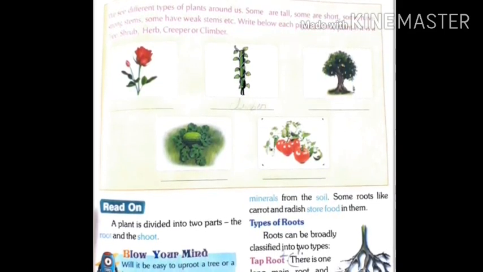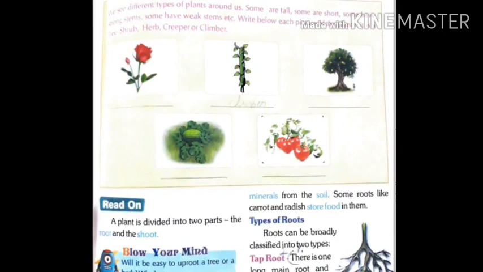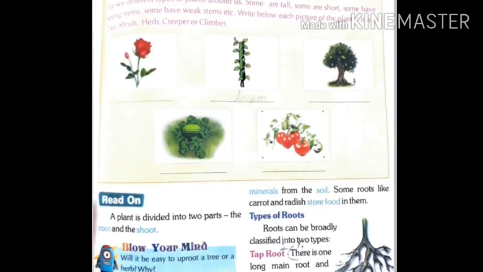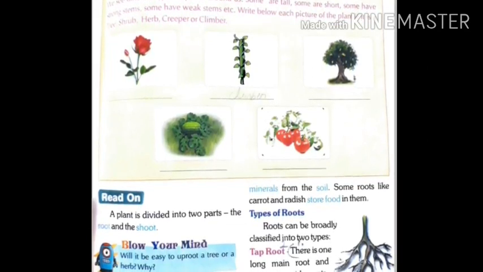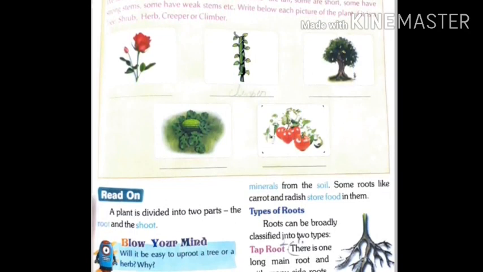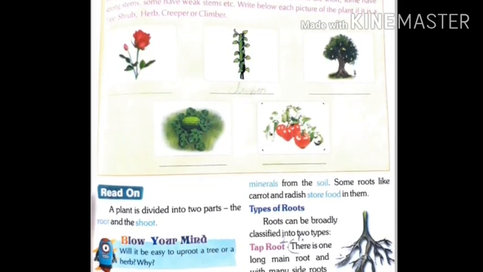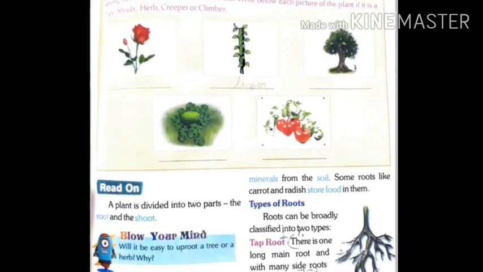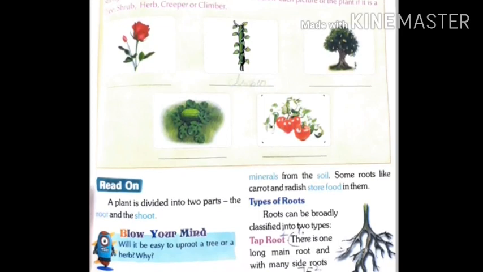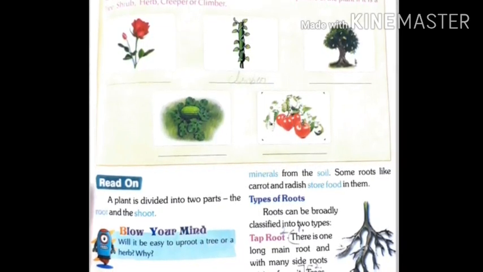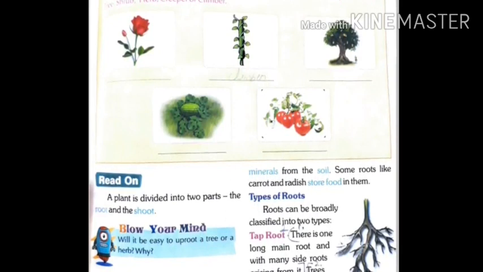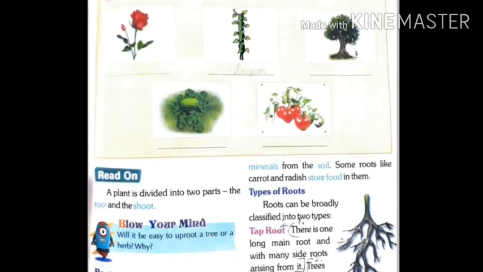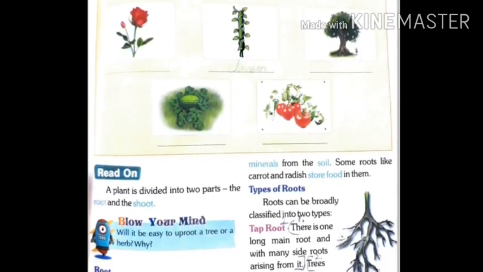Now why is the root so important for the plant? Because it fixes the plant in the soil and it also absorbs water and minerals from the soil. And some of the roots also store food in the root. For example, carrot and radish. We eat carrot and radish, that is the root of the plant, but we eat them because these plants store food in the root.